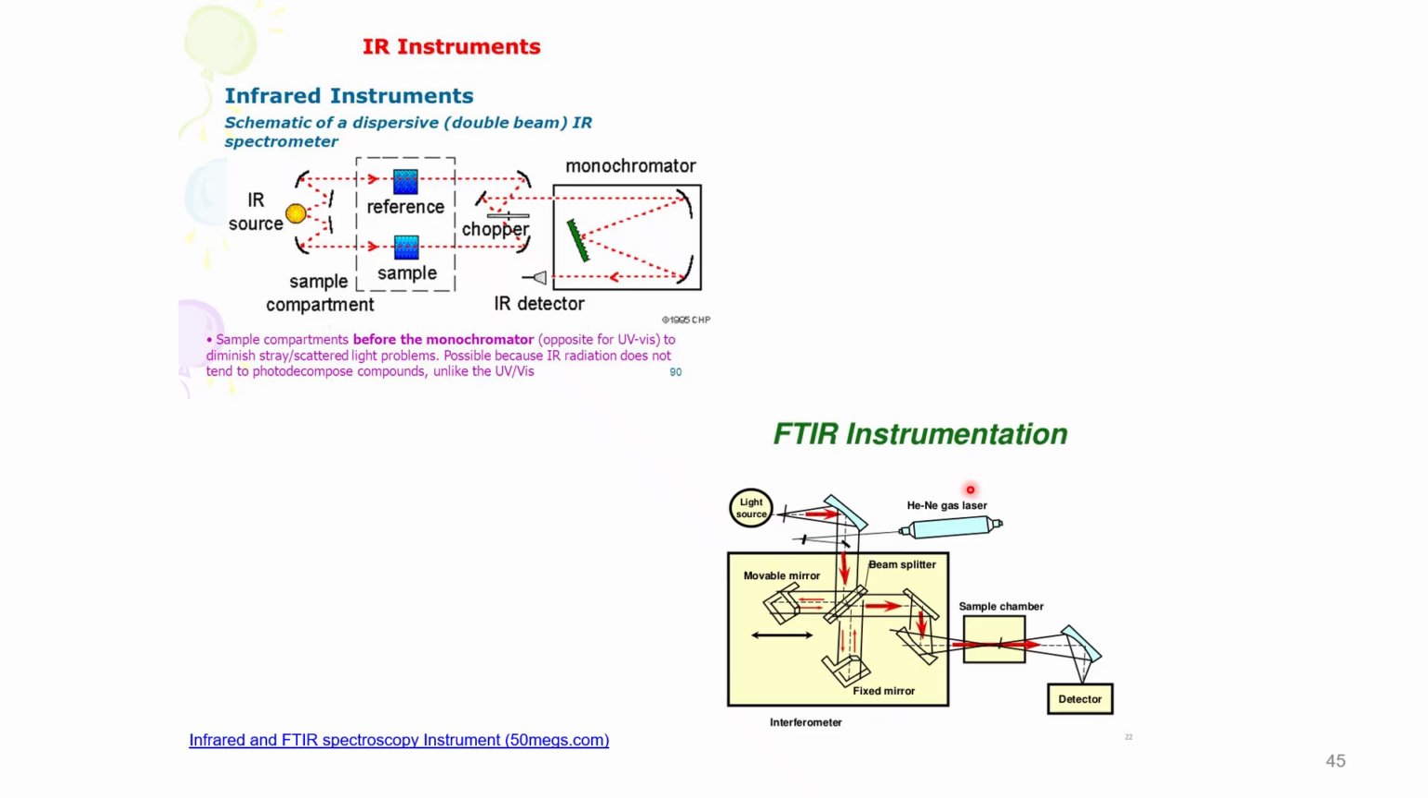While for the Fourier transform, it can process the data produced by the interferometer, where the light source directs the radiations in a range to the beam splitter to generate the interferogram. So these are the components that are required in the equipment, either using the monochromator or the interferometer as the wavelength selector.